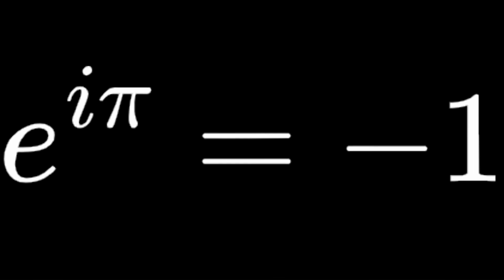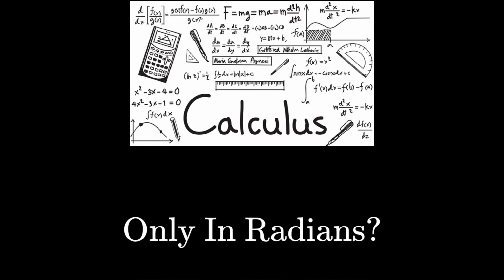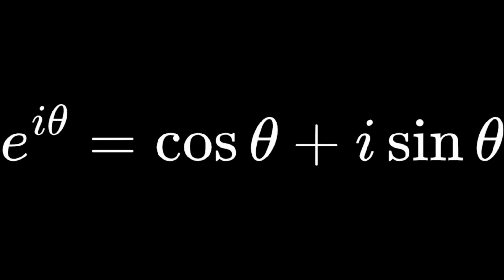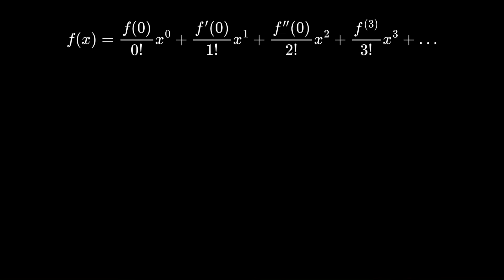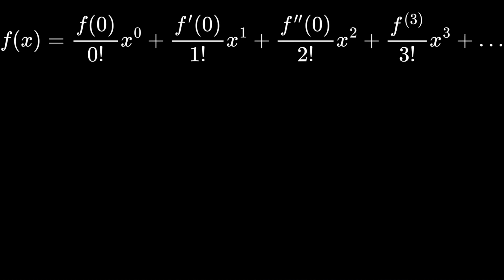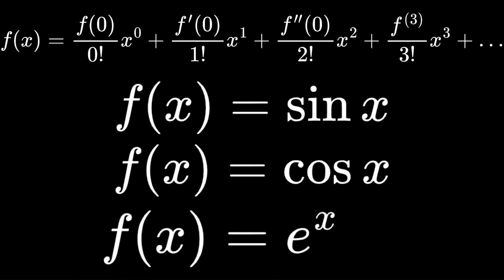In finding out the answer to this question, we not only answer our beginning question, but we answer the more important and underlying question of why calculus only works in radians. First, why is Euler's identity true? Well, it has something to do with the Maclaurin series expansion for sine, cosine, and e to the x.